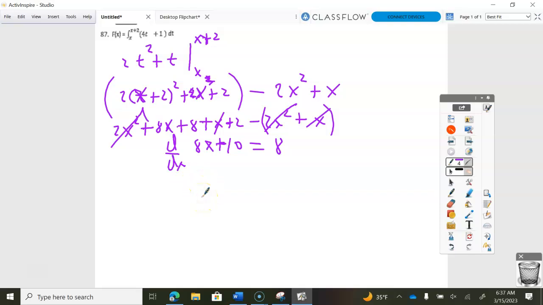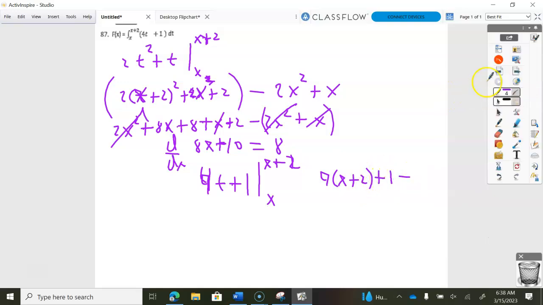Here we go. If I plugged in, I'm going to get 4t plus 1 at the end. What if I plugged in my x and my x plus 2? What do I get? Turns out what you get is 4 times (x plus 2) plus 1 minus (4x plus 1).